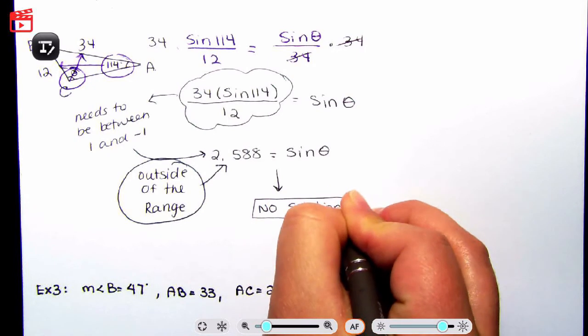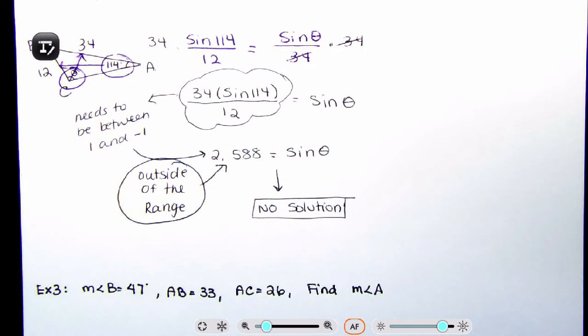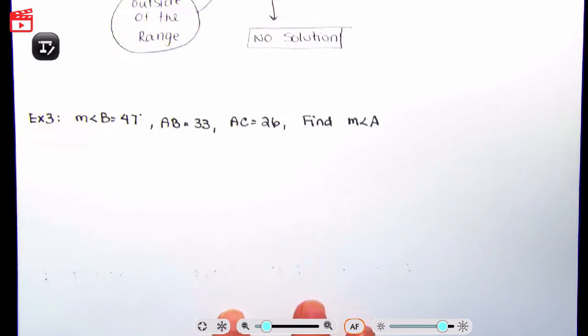It's like imagine saying that you can have 3 apples to eat, but then you're telling someone you ate 5 apples. It's not possible. You only had 3 apples. How can you eat 5 apples? It doesn't make sense. Same thing with here. If it's outside of the range, it doesn't make sense. No solution. Try example number 3.